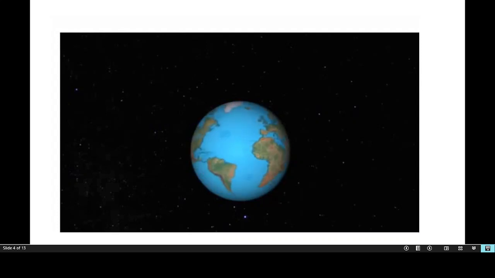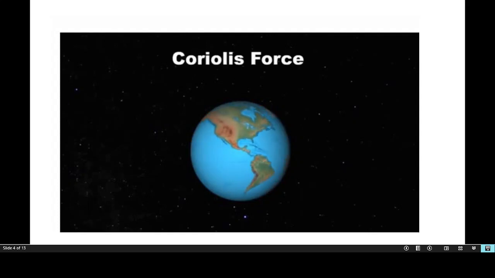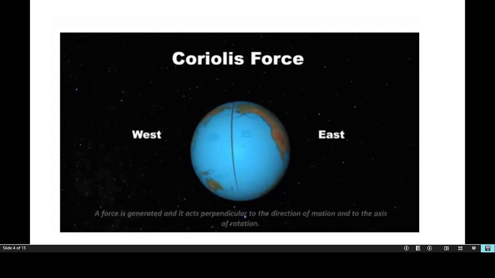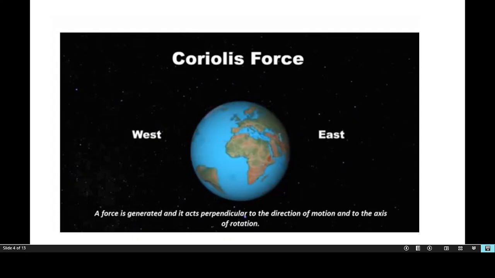It's called Coriolis force. The earth rotates towards the east, and that's why the sun, moon, planets and stars all rise in the east and go towards the west. Anyways, due to the rotation of the earth, there is a force that is generated, and it acts perpendicular to the direction of motion and to the axis of rotation.